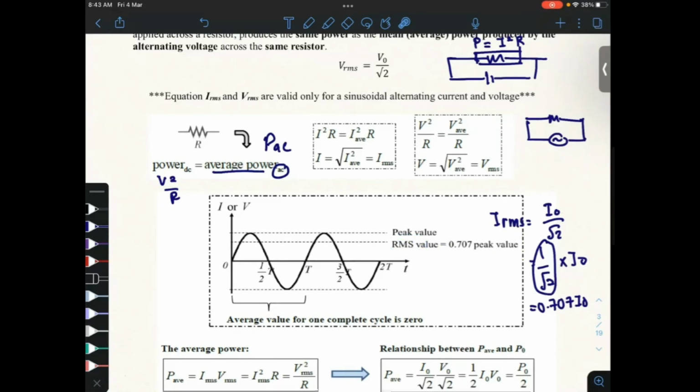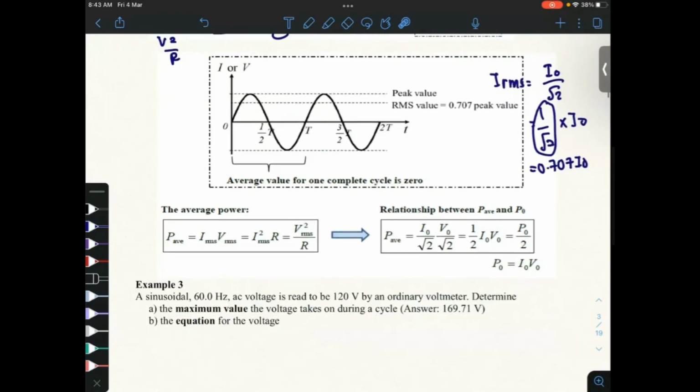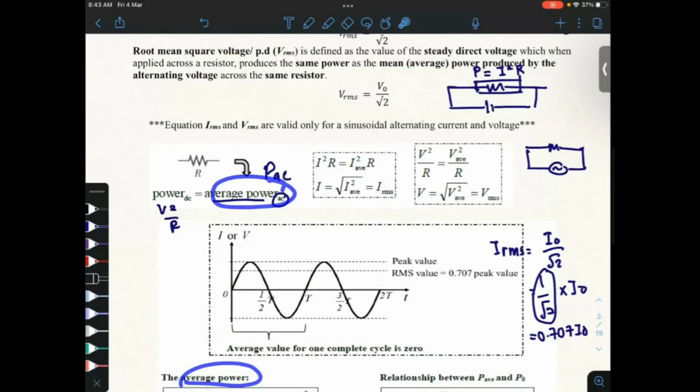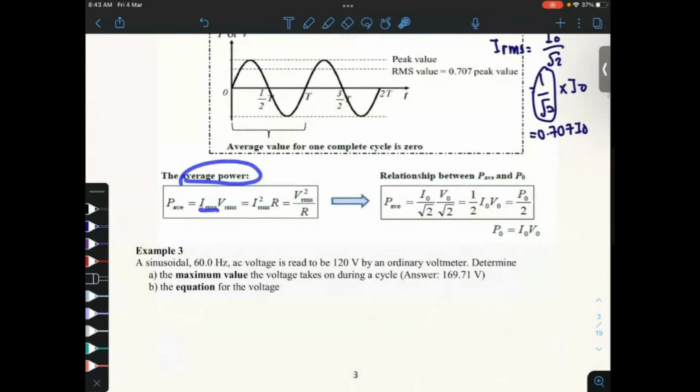So daripada graf ini, kalau ini paling maksimum, it is at 0.7 of your maximum value. Okay. So ini pun boleh dapat daripada graf dekat sini. So dekat sini dia ada come up with an equation for average power, iaitu power in the AC tadi tu kan, average tadi tu adalah IRMS, VRMS ataupun IRMS square R ataupun V square RMS R.